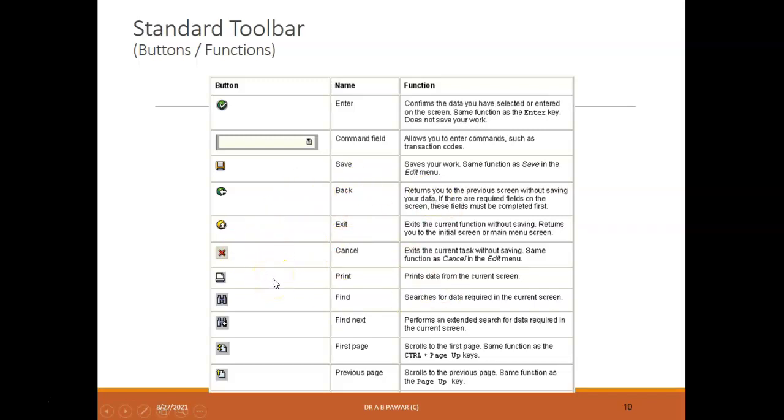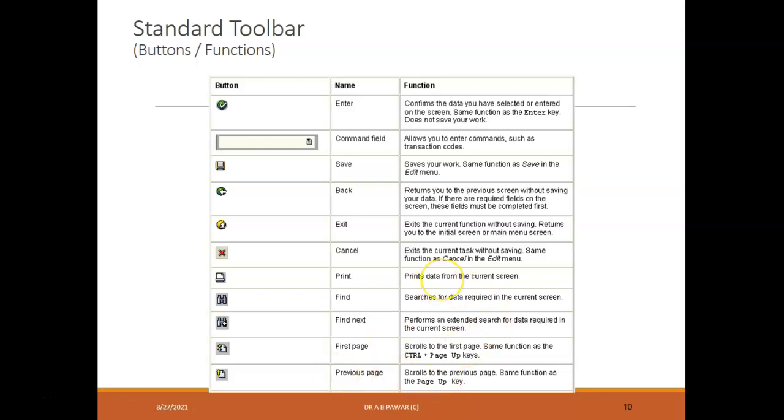Then Print, everyone knows about this, it is going to print data from the current screen only. To find data required on the current screen, or whatever data is displayed, and from that I want to search something, I will make use of this Find option. Find Next is just an extended search for data which we require in the current screen. Then First Page, if I want to go to the first page, I can use this particular icon which will scroll to the first page. I can do the same thing by just pressing Ctrl plus Page Up from my keyboard.